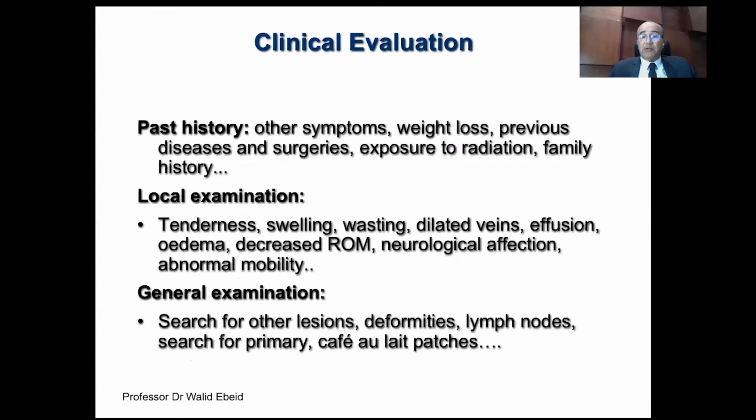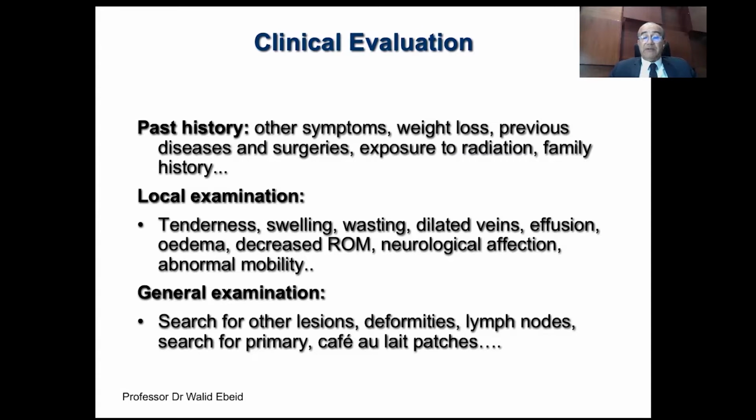Past history is important: history of weight loss, history of previous malignancy, previous surgeries. Then we move to a local examination, which should be done carefully to avoid any iatrogenic fracture of the bone. You have to locate exactly the site of tenderness, the location of the swelling, if it's attached to the bone, if it's superficial, if it's deep. You have to do a thorough neurological examination and assess the limb as a whole.